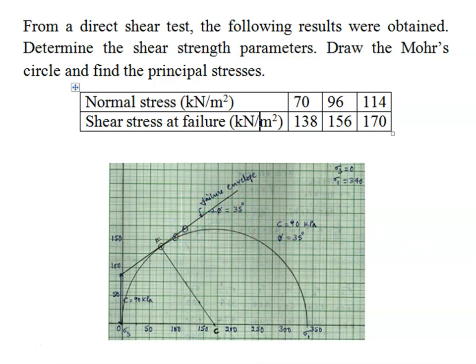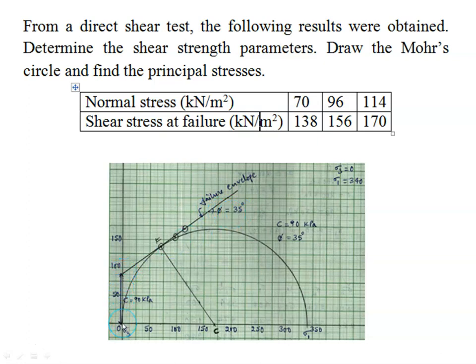Then join these 3 points with a straight line. This line represents the failure envelope. The angle made by the failure envelope with horizontal gives the angle of shearing resistance, and its intercept on y-axis represents the cohesion of soil.